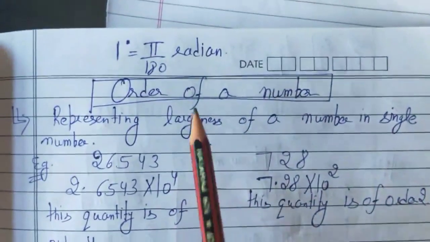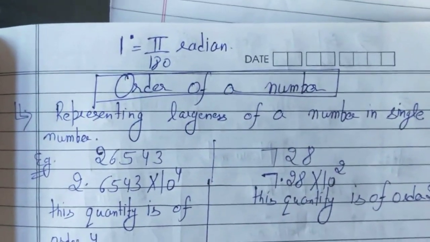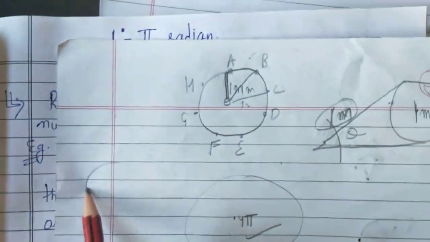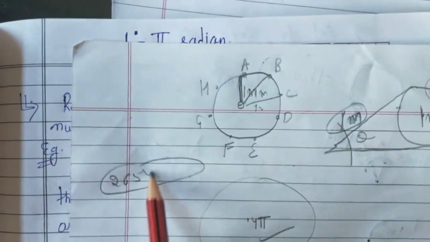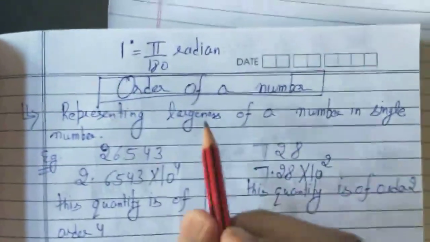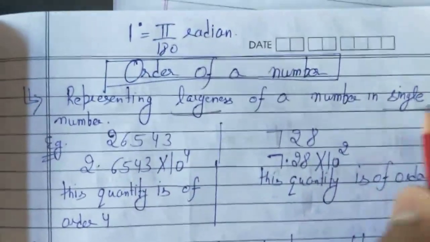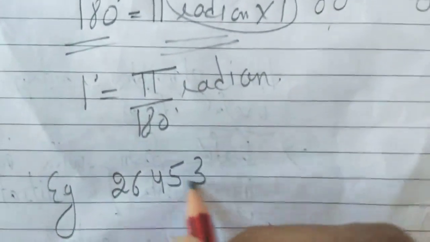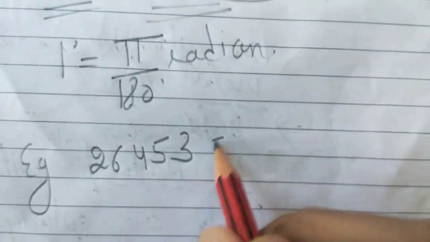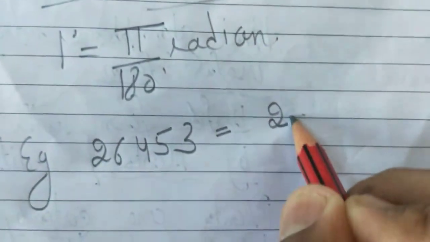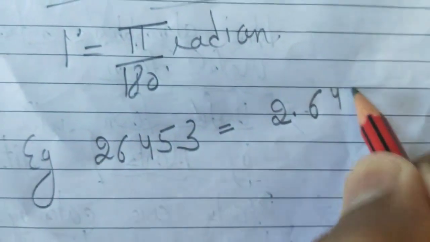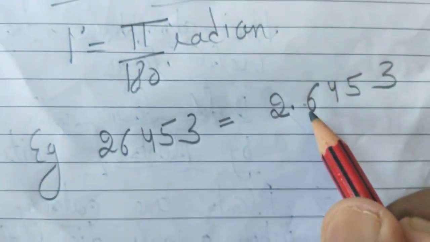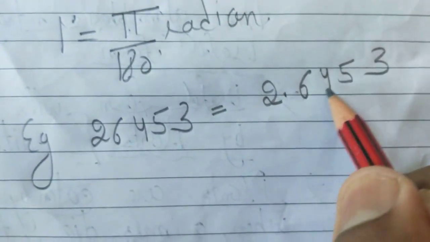The next topic is order of a number. What is the order of a number? Suppose a very large number is given to you, 2654738. We represent the largeness of that number in a single number. For example, suppose you have 26,453. How will you write the order of this number? You will put a point here, 2.6453. After the decimal point, how many digits are there? 1, 2, 3, 4, so 2.6453 into 10 to the power 4.